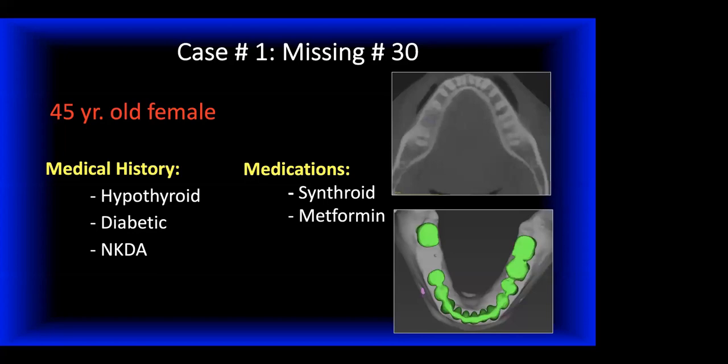So this is a case of one of our participating attendees at the MISH Institute. They sent us this case, missing number 30. It's a 45-year-old female, medical history: hypothyroid, diabetic, and no known drug allergies. The medications the patient is on are Synthroid and metformin.